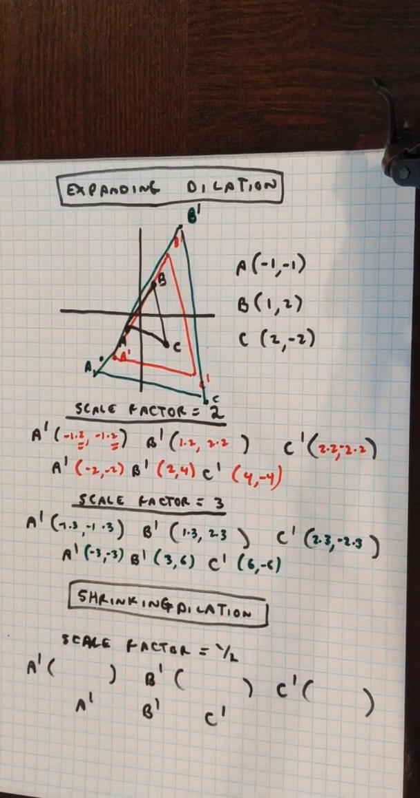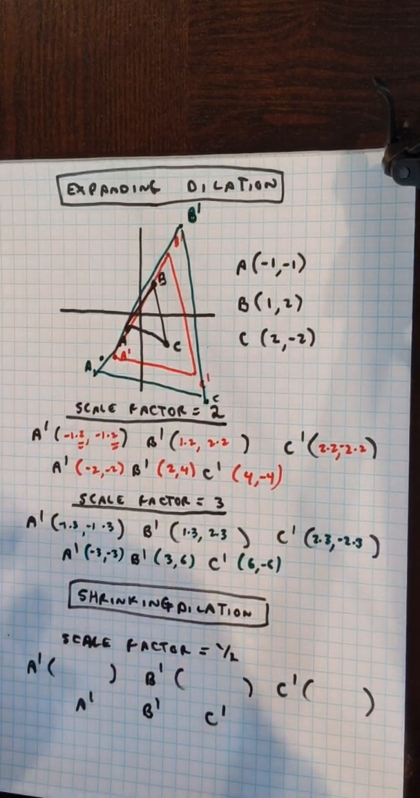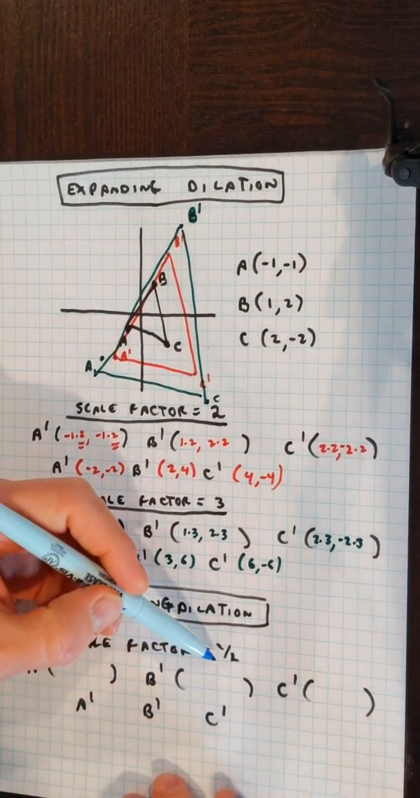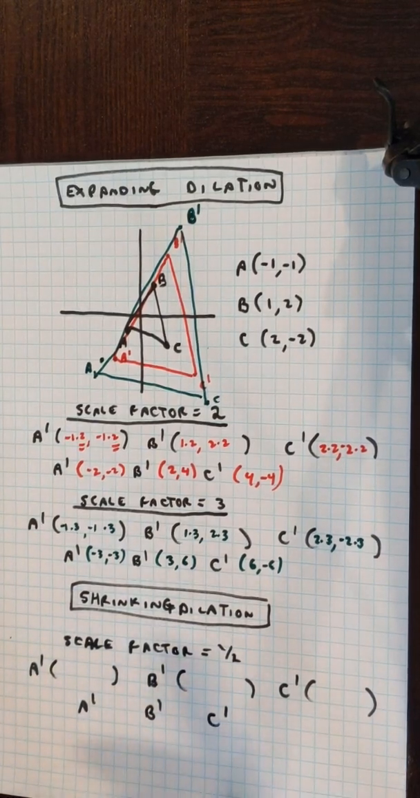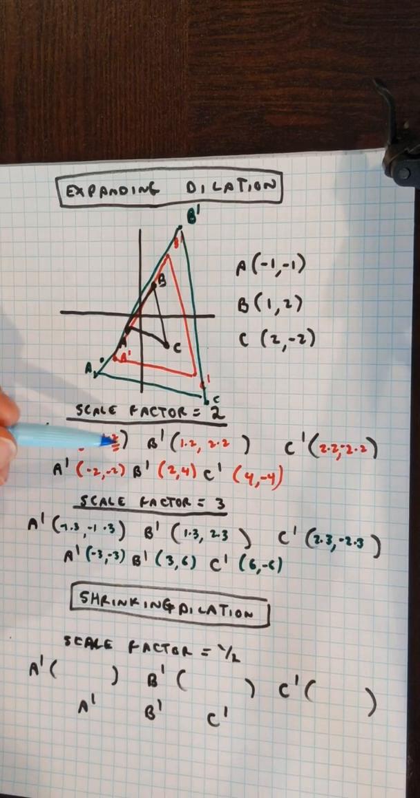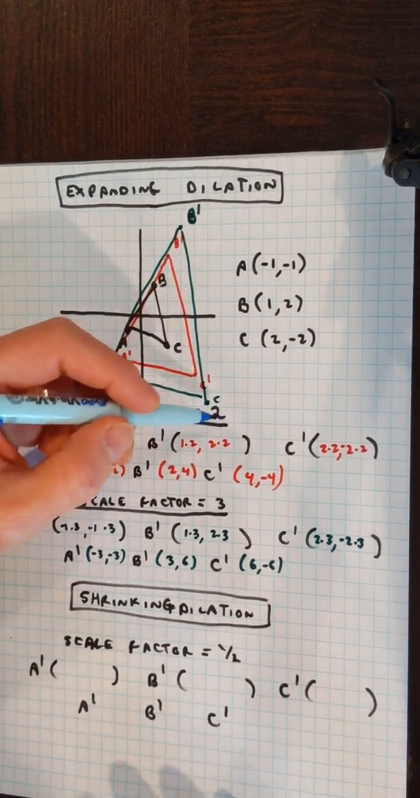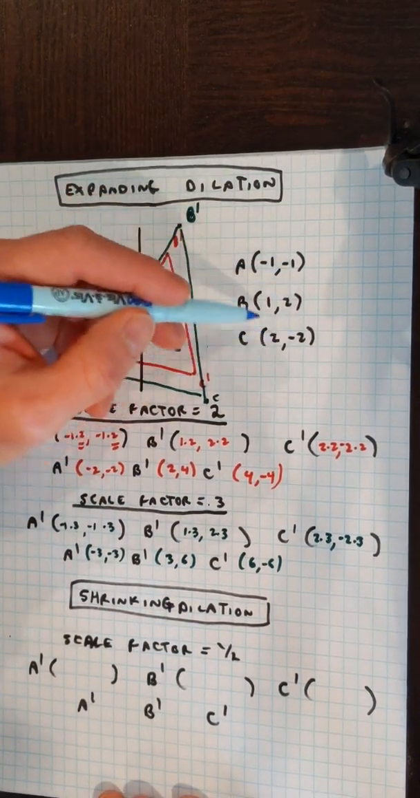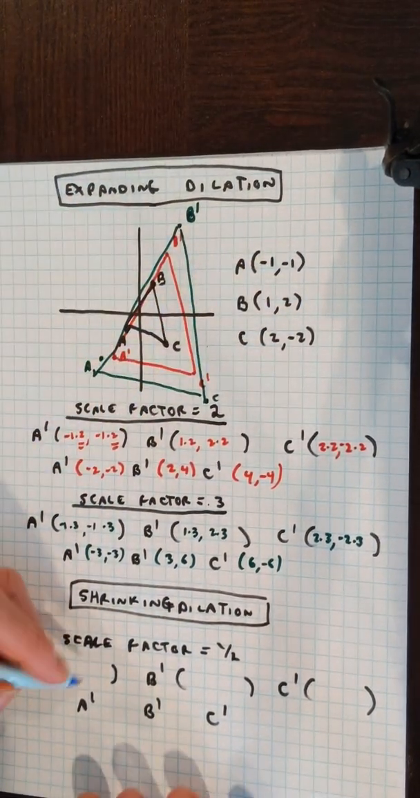Now finally, I'm going to do a shrinking dilation. Shrinking they actually do in Khan Academy separately. It's just basically using a factor that's between 0 and 1. Any time you multiply by a number between 0 and 1, you get a smaller number. Again, it's no different than scale factoring for expanding. You multiply by 2 here, you multiply by 3 here. For here, I'm going to multiply all these numbers by 1/2.